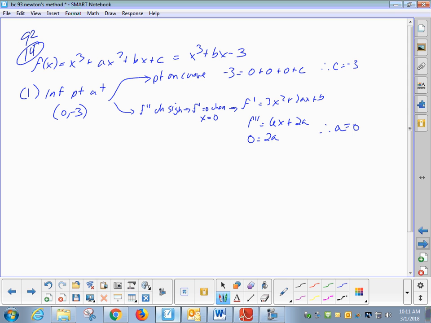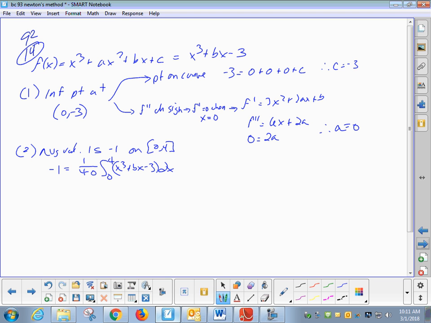Now we need to find b, the average value part. That's going to take a little more work. They tell you the average value on 0 to 4 is negative 1. Using that, f at c is the average value. So f at c is negative 1 equals 1 over 4 minus 0, integral from 0 to 4 of x cubed plus bx minus 3 with respect to x.